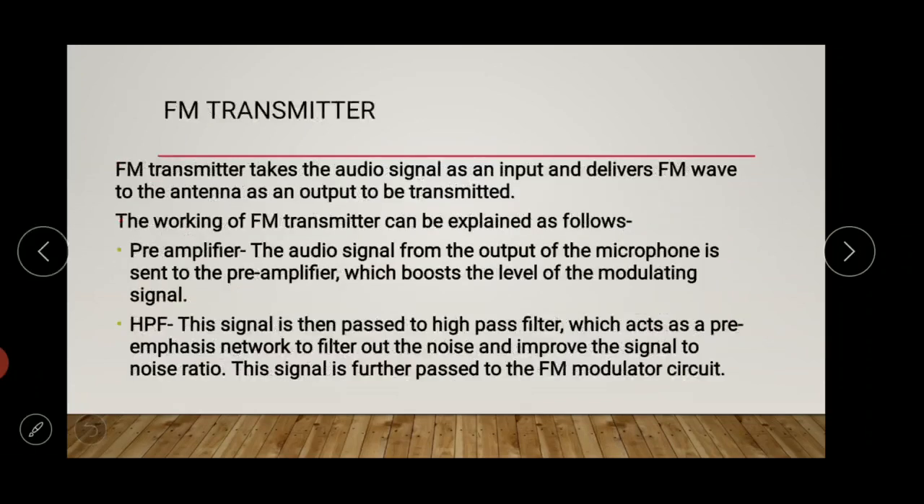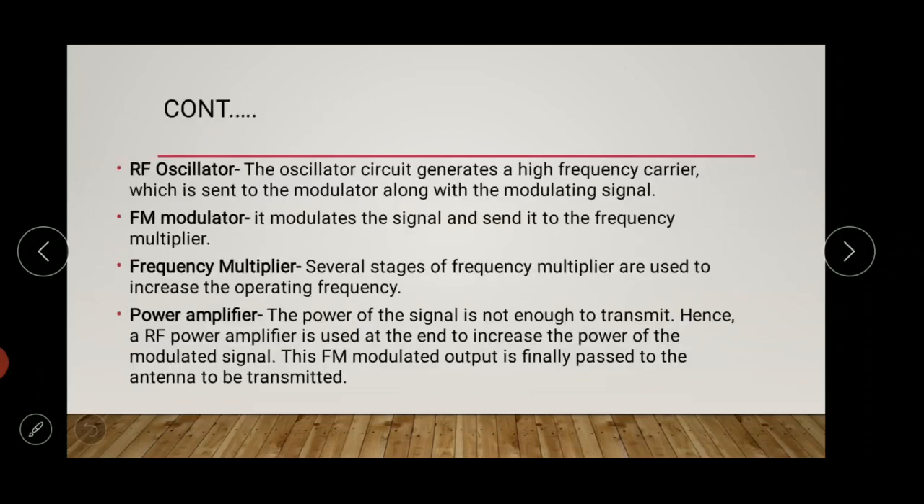Here is the explanation. Preamplifier: the audio signal from the output of the microphone is sent to the preamplifier, which amplifies the signal. Then high pass filter: this signal is then passed to the high pass filter, which acts as a pre-emphasis network to filter out the noise and improve the signal to noise ratio. Then this signal is further passed to the FM modulator.